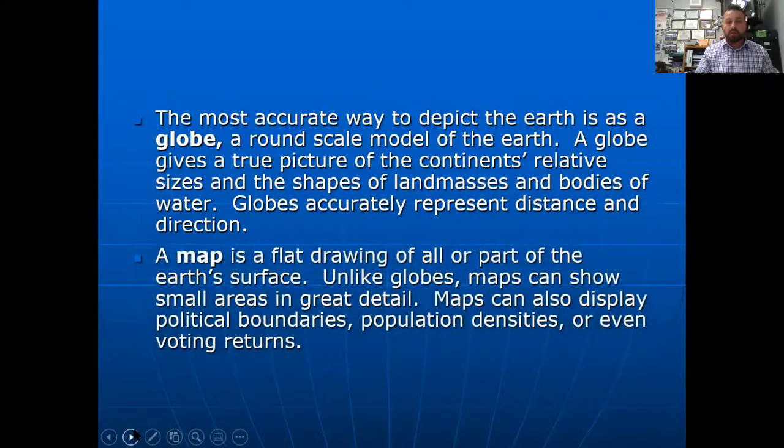which means, since maps are flat, it leads to what we call projections. Various projections and various maps can display political boundaries, population densities. They're really important, but they're not always the most accurate as far as size or length, because maps, because they're flat, they have to get stretched out, and that leads to some inaccuracies with some of those map projections. So your most accurate measuring tool for Earth is actually a globe.